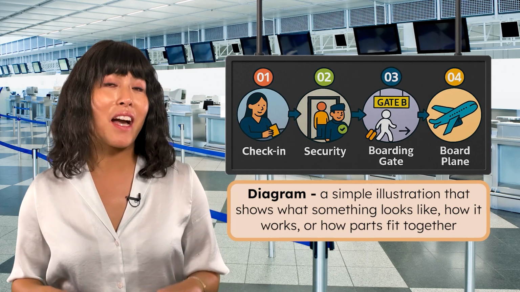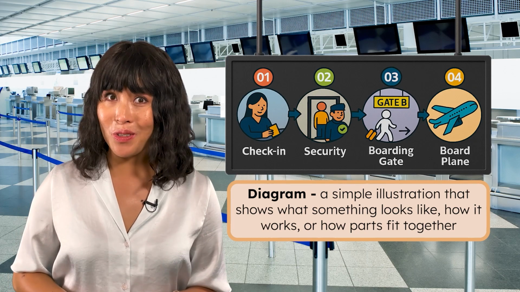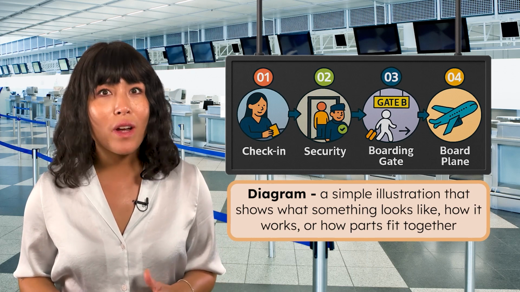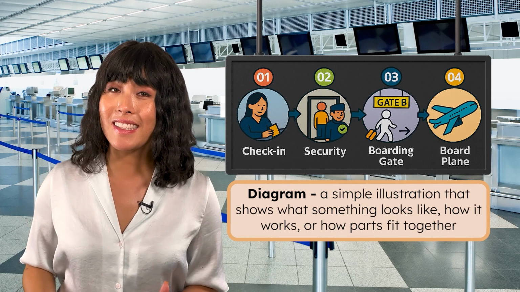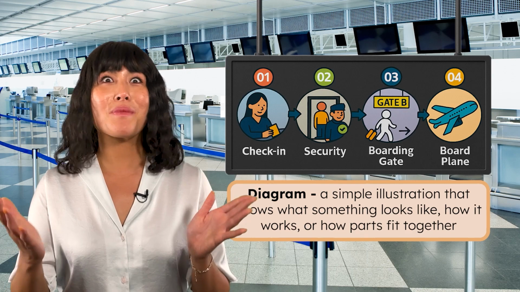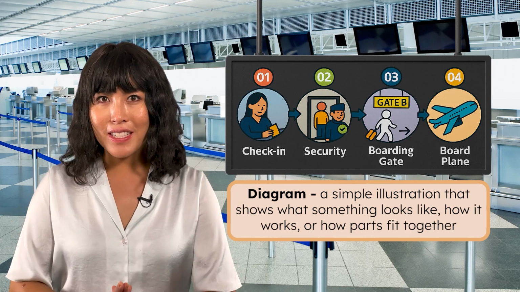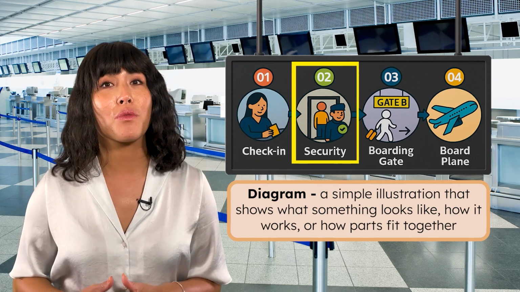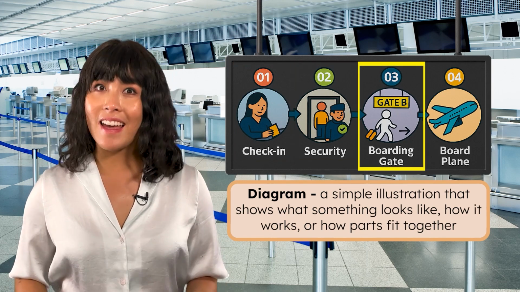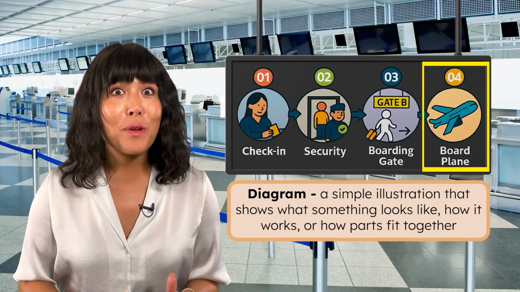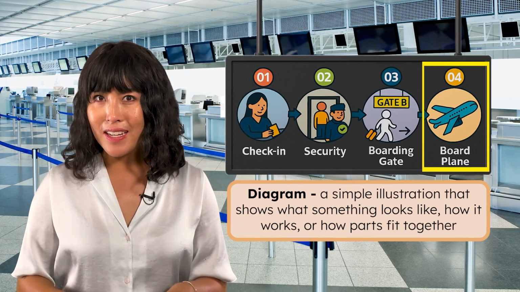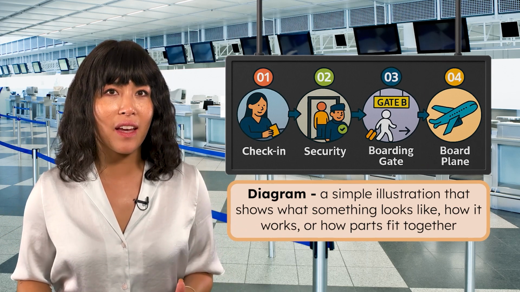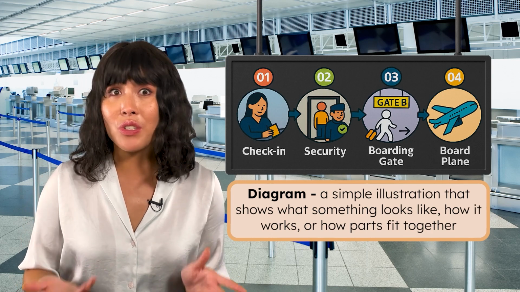This diagram has 4 numbered circles, arrows, and text labels to show what I need to do before I can get on my flight. Here's the answer to my question. First, I will need to check in for my flight. After that, I need to go through security. Then I can find my gate and I'll be ready to board the plane. This diagram is almost like a step-by-step guide for how to do something, but there are other kinds too.